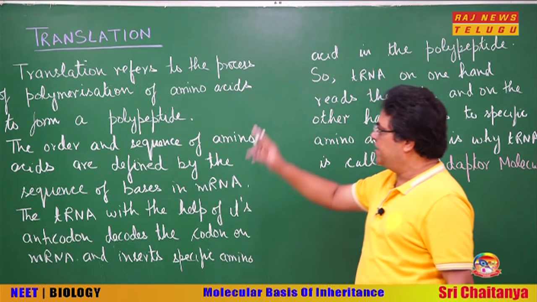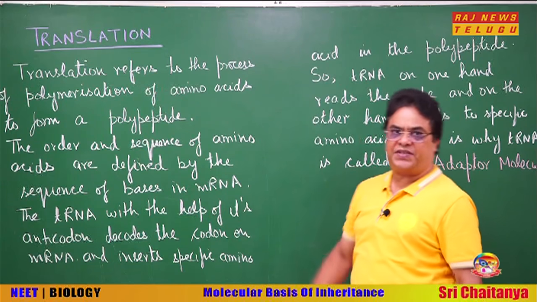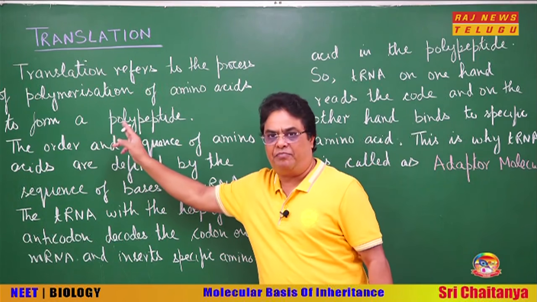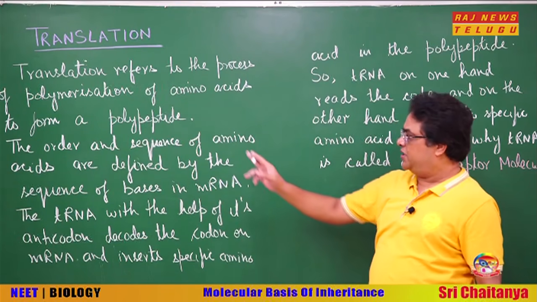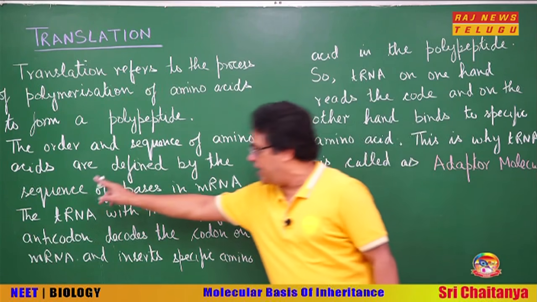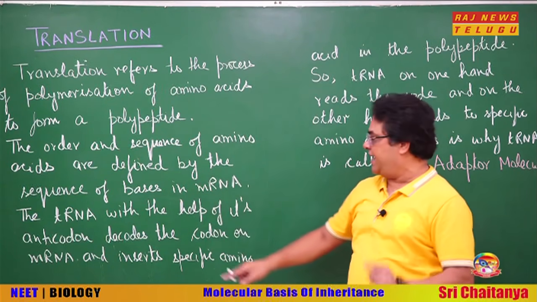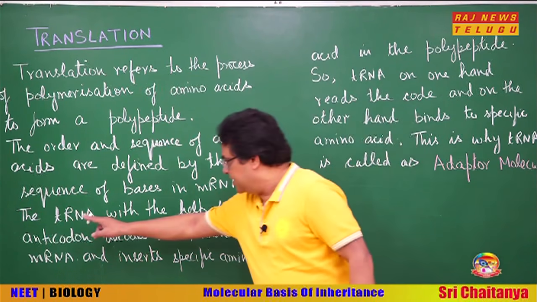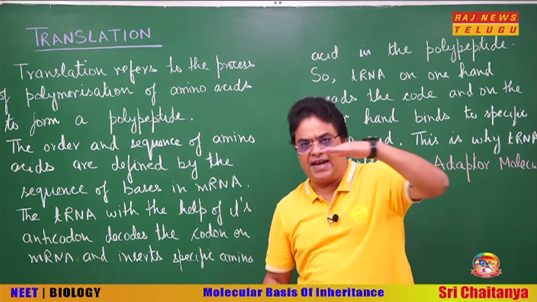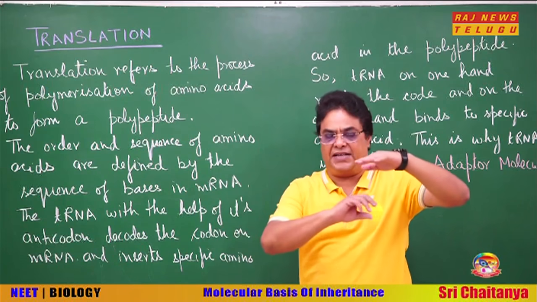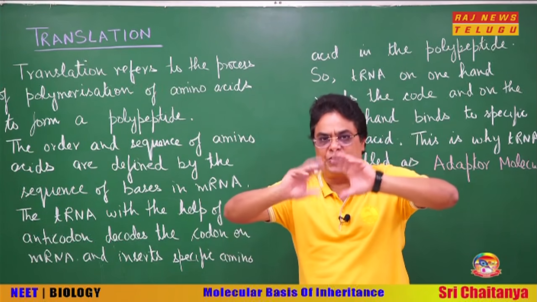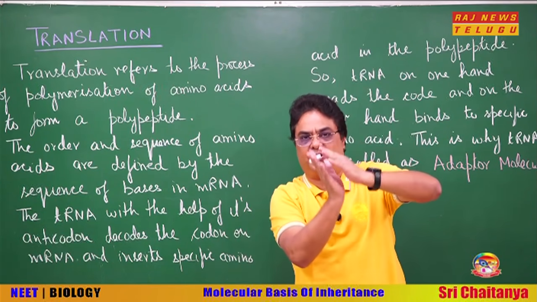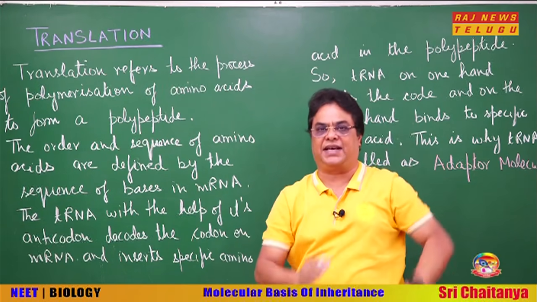So, see the definition. Translation refers to the process of polymerization of amino acids to form a polypeptide. Now, the order and sequence of amino acids are defined by the sequence of bases in mRNA. Now, the problem is that mRNA is a polynucleotide and the protein is a polypeptide, and there is no complementary relationship between polynucleotide and polypeptide. So, mRNA directly cannot synthesize a protein.